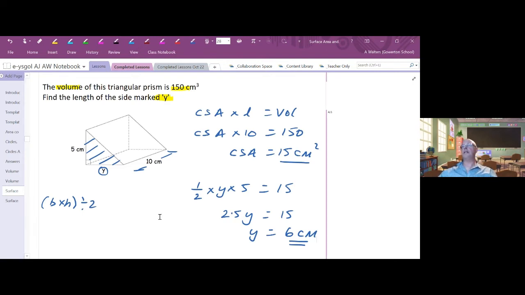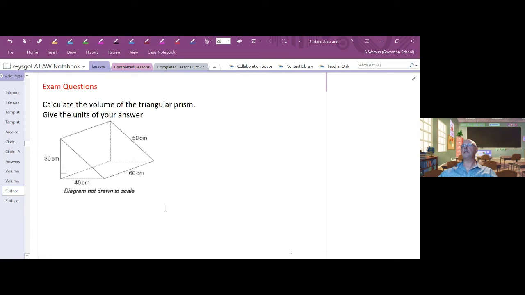So the next question is this, and I'm going to ask you for the volume of this. So pause and play when you're ready. This is the triangle, and quite simply, the cross-sectional area is a half times the base, which is 40, times the perpendicular height, which is 30. Leave that 50, it's not needed.